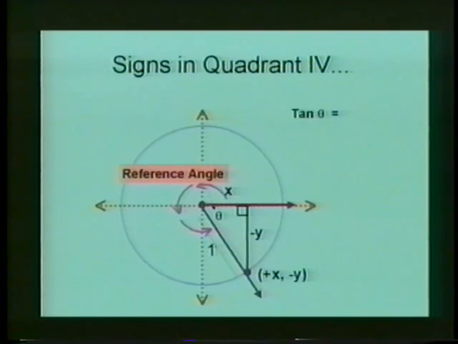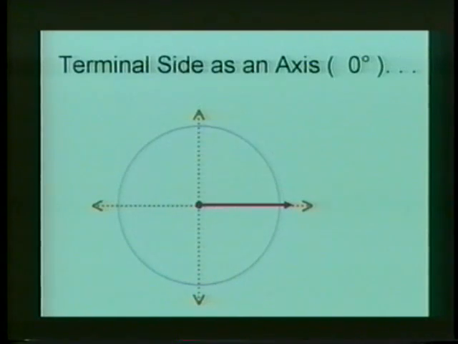So let's go through the tangent. The tangent will be opposite over adjacent, which will be negative y over x. The sine will be opposite over hypotenuse, which in this case is negative because the y is negative. And in this quadrant, the cosine is actually positive. So we got positive x over 1.